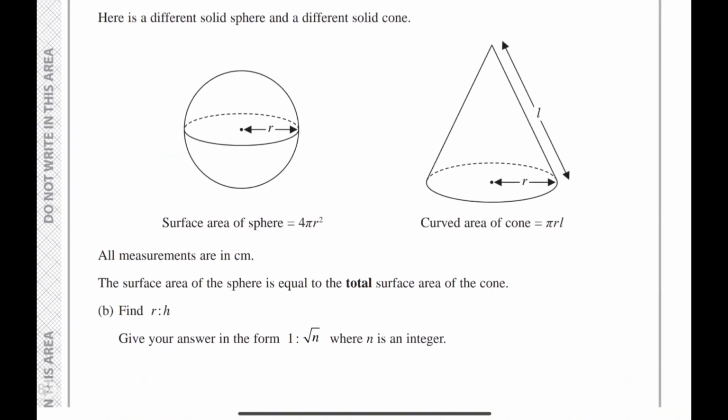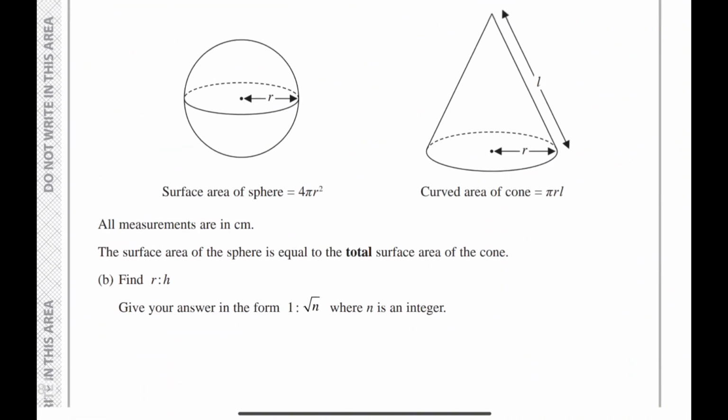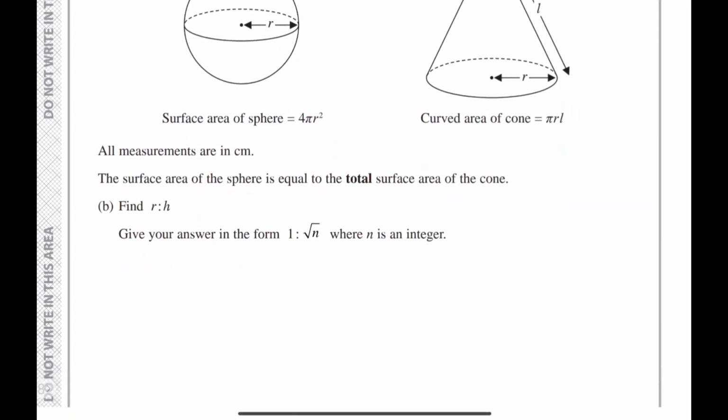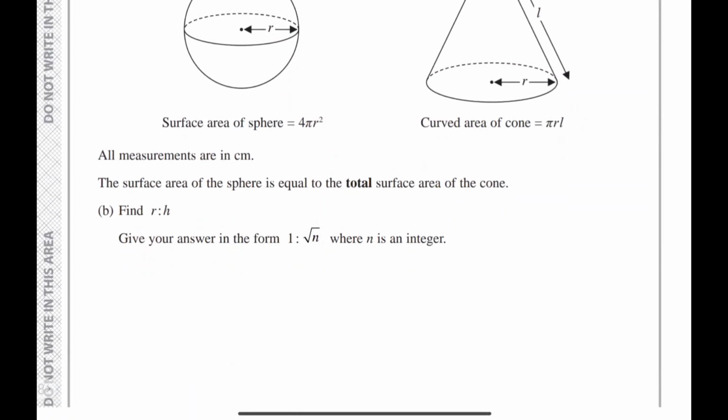Now, this is a continuation of the question. We were asked that the total surface area of the sphere is equal to the total surface area of the cone. So we're asked to find r to h also.